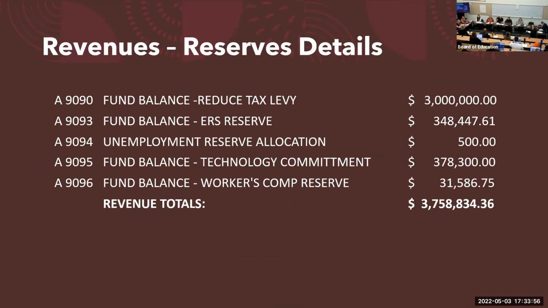Our revenue fund balance reserves account for $3.7 million. This is our use of fund balance to reduce the tax levy. Our ERS employee retirement reserve, our unemployment reserve, our technology commitment fund, and our worker comp reserve. As we know from previous presentation, Mrs. McGarrah has outlined our long-range fiscal plan and how much we will annually allocate for the multitude of reserve accounts to deal with unexpected changes and fluctuations in the market. Our revenue reserves accounts for $3.7 million.